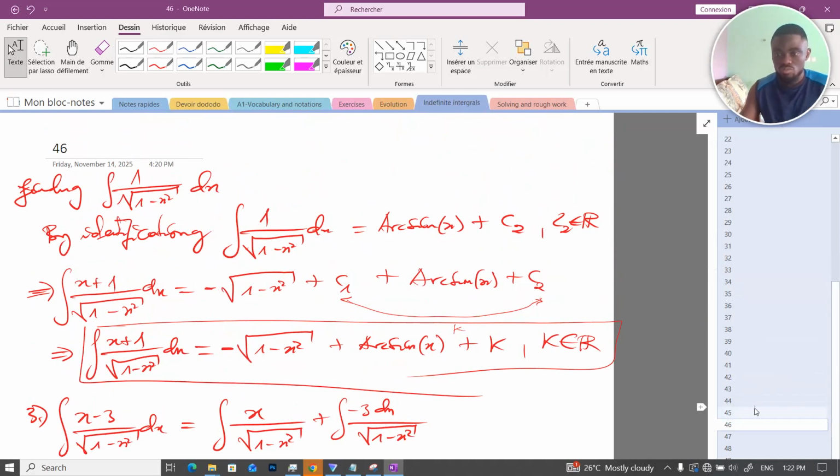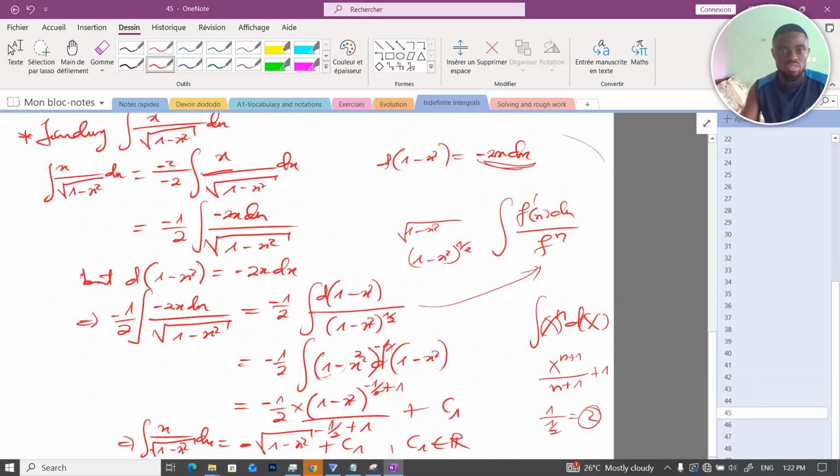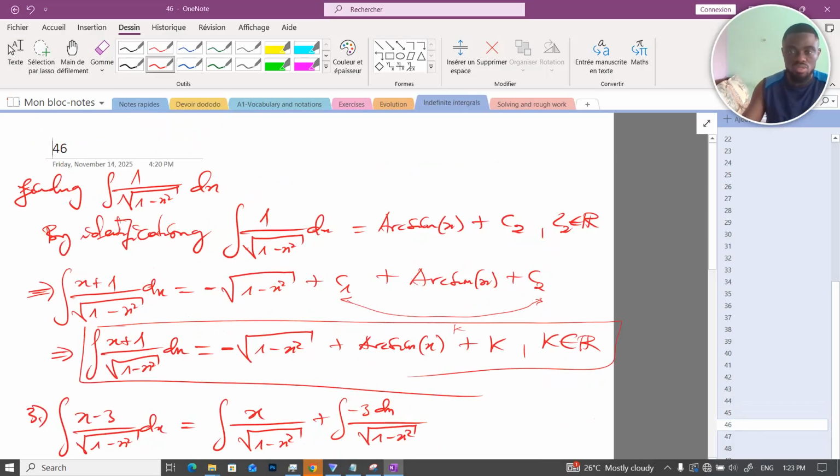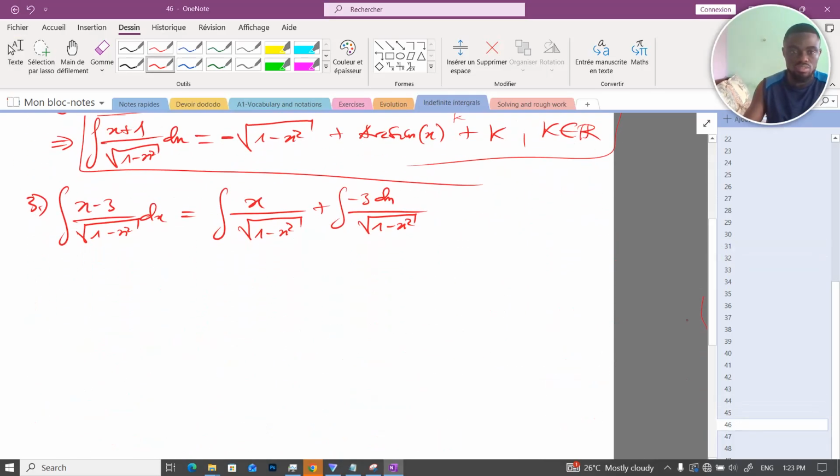Let me go back to the previous page. You see that it's the same integral here that we just calculated. So you just come back to this video and try to go over it. So when integrating this, we saw that our answer was what? Minus the square root of 1 minus x squared plus c1. So I'll just copy that. I'll no more waste time in calculating it.